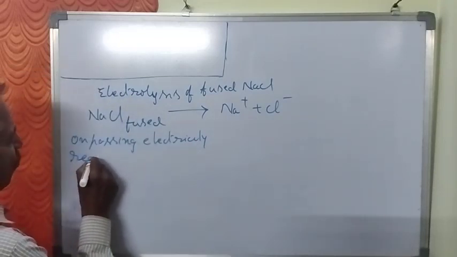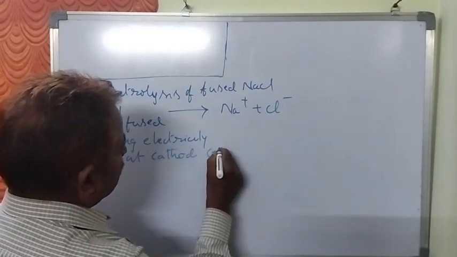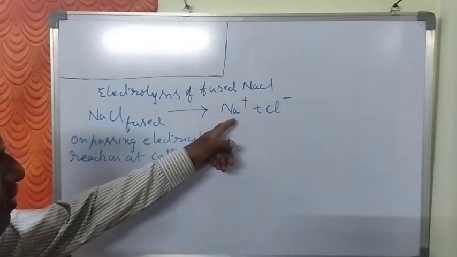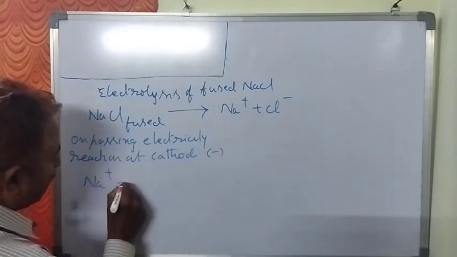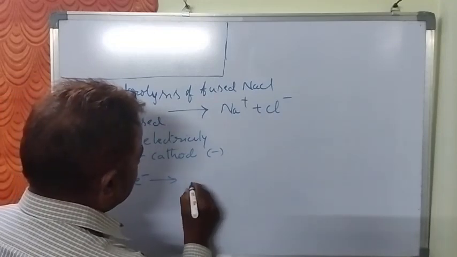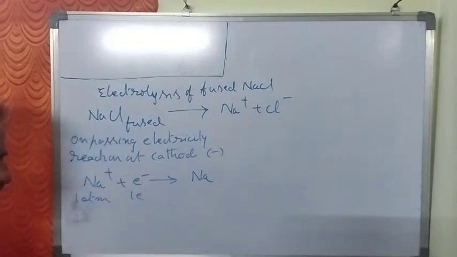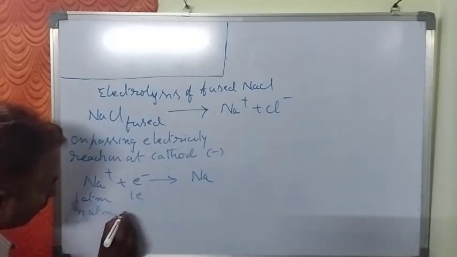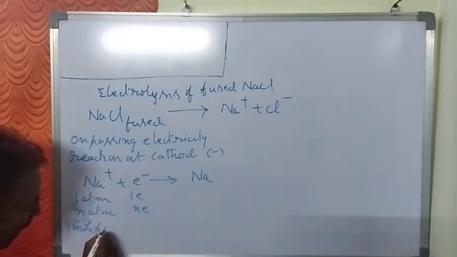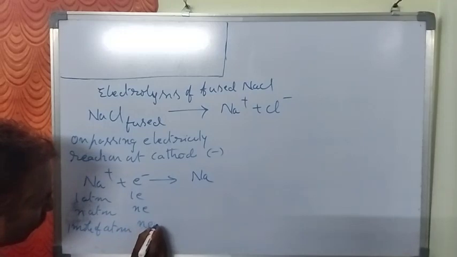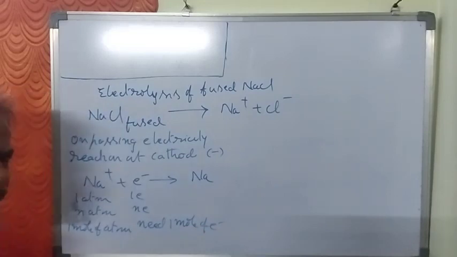So, reaction at the cathode. Cathode means negative electrode. Cations means positively charged ions. So cations reach the cathode. Therefore Na plus takes 1 electron and becomes Na. So one atom needs 1 electron, N atoms need N electrons. Similarly, 1 mole of atoms needs 1 mole of electrons.